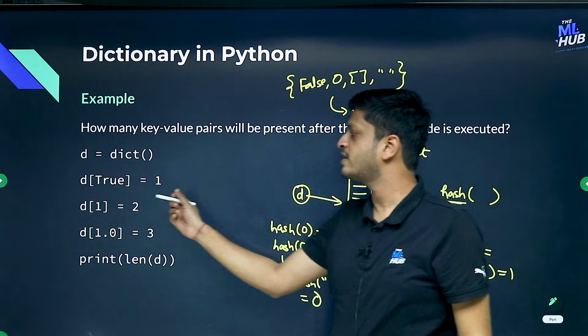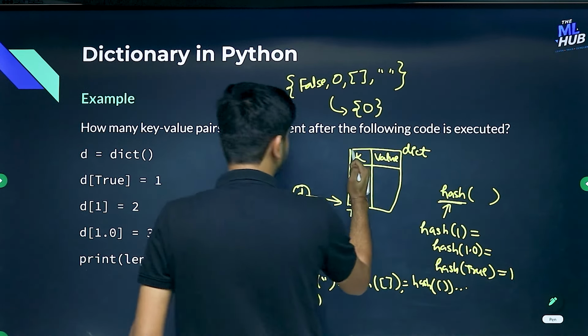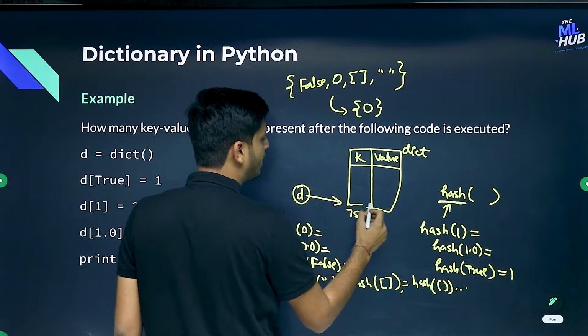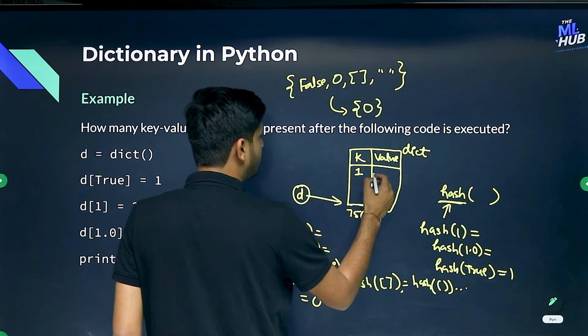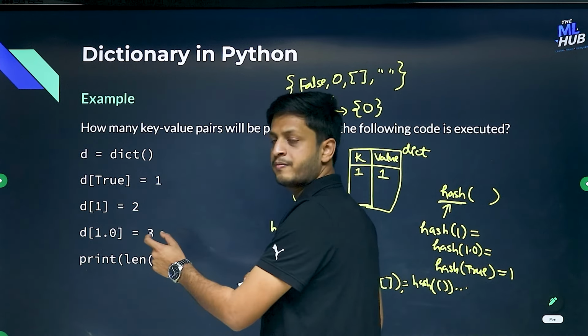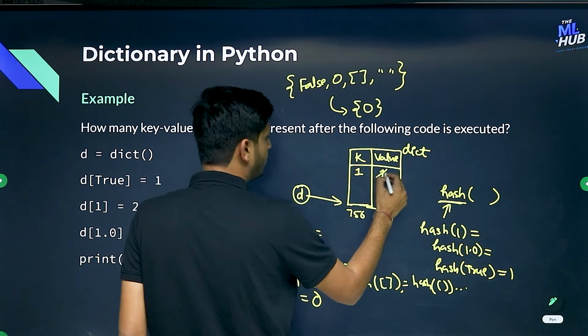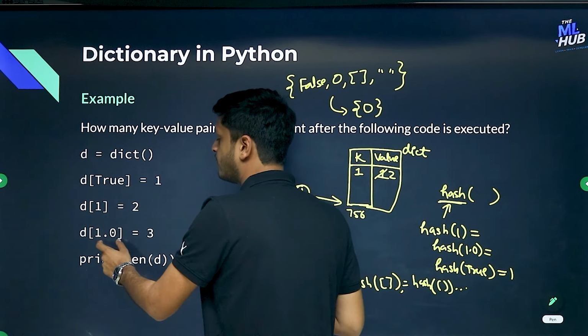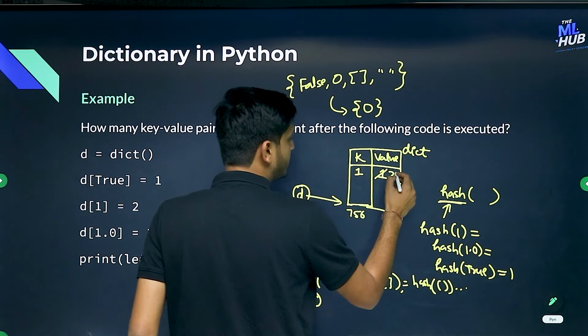And that is why here what is happening, D of true is 1. So key will be true. The hash value of true is 1 only. So the hash value will be 1 and the value will be 1. Now when you write D of 1 is 2, again the hash value of 1 is also 1. So the same key will now be overwritten to 2. And the hash value of 1.0 is also 1. So again the same key, the value will be updated to 3.